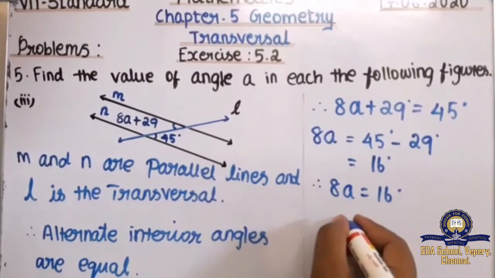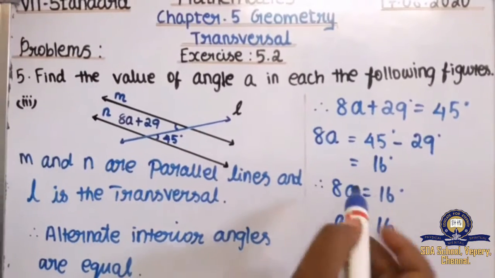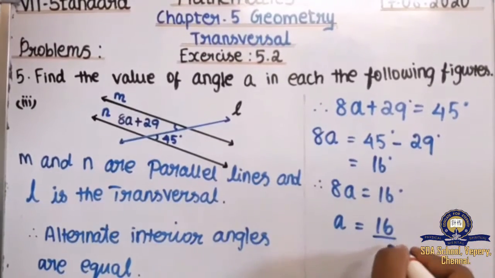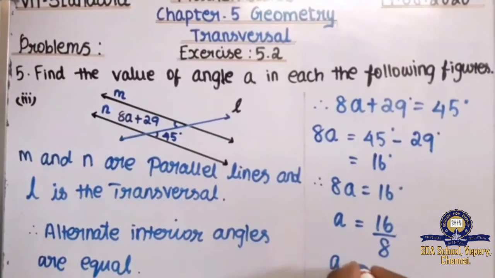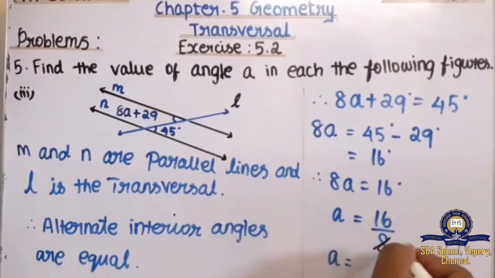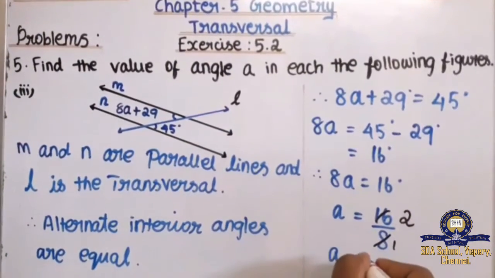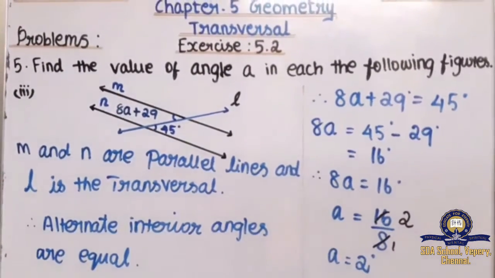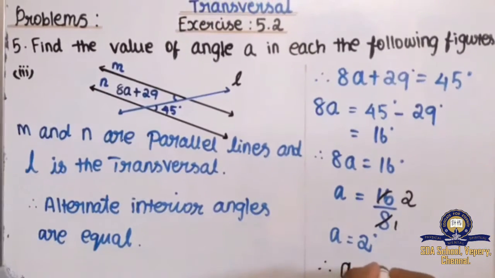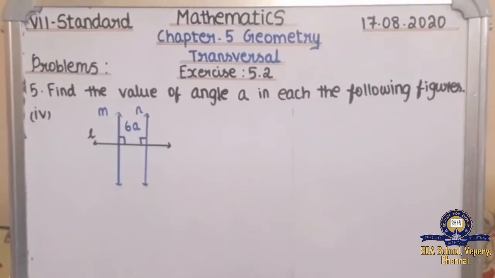Now we need to find the value of A. So A is equal to 16 by 8. 8 is in multiplication. When it goes to the other side, it will become division. Therefore, when we cancel, 1 8 is 8 and 2 8s are 16. Therefore, A is equal to 2 degrees. So we find the angle A is equal to 2 degrees. Now we move on to our next problem.